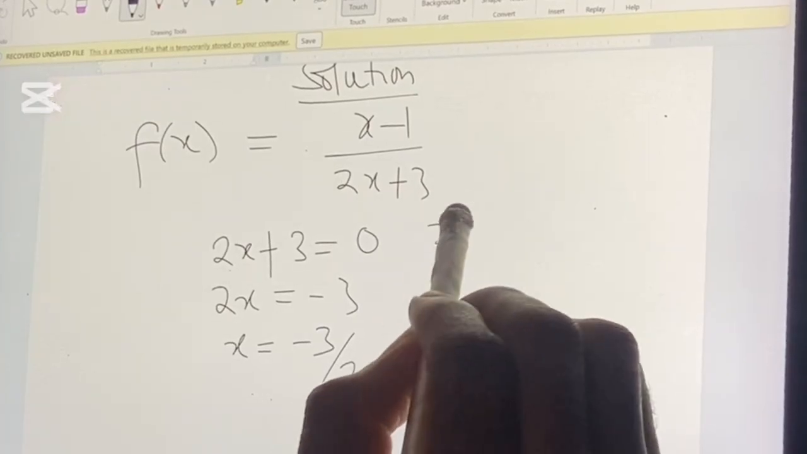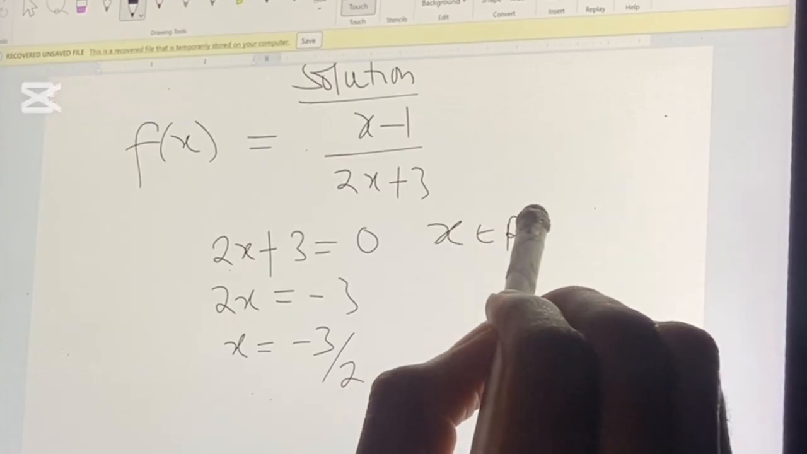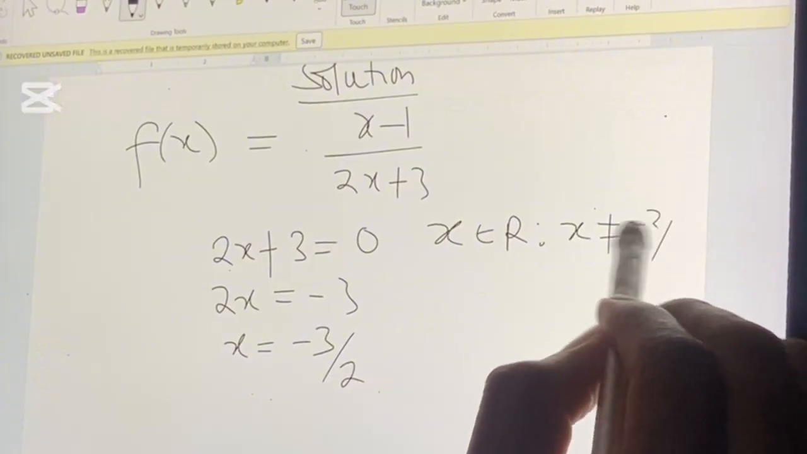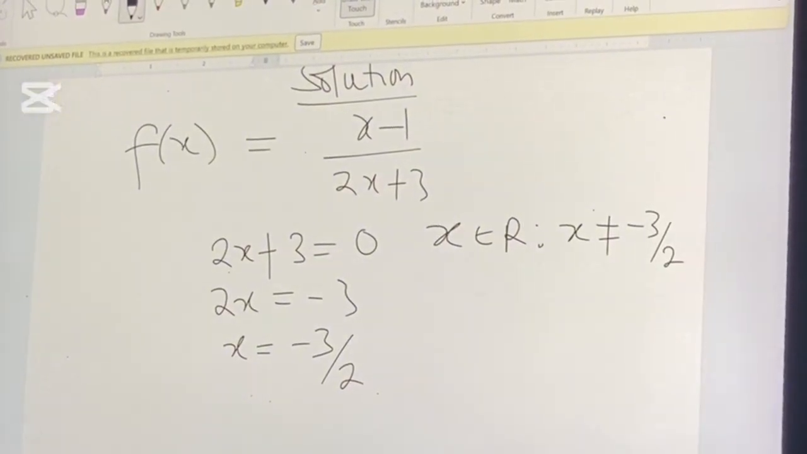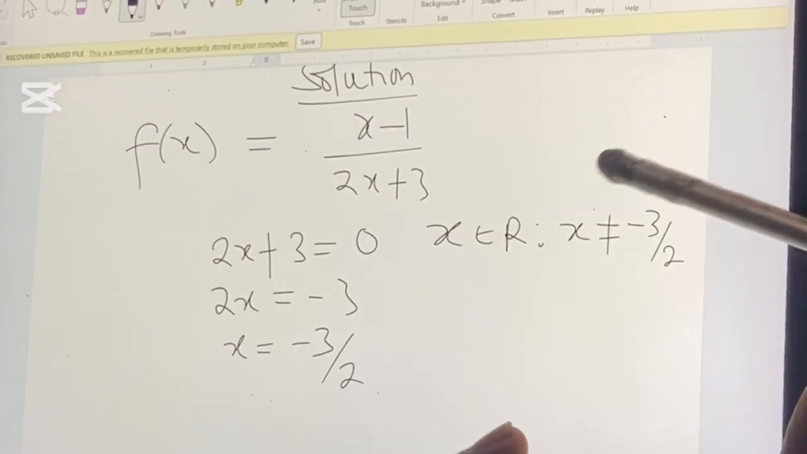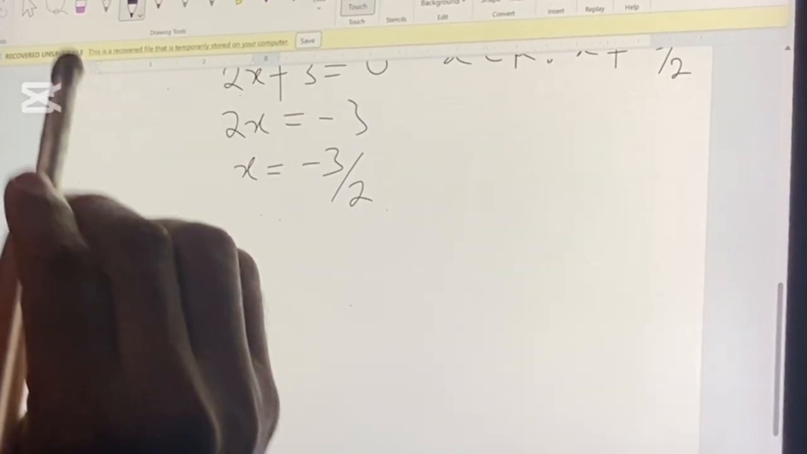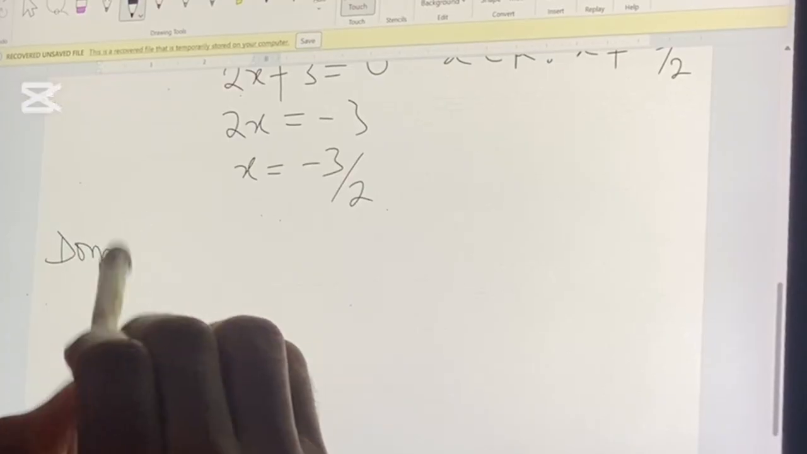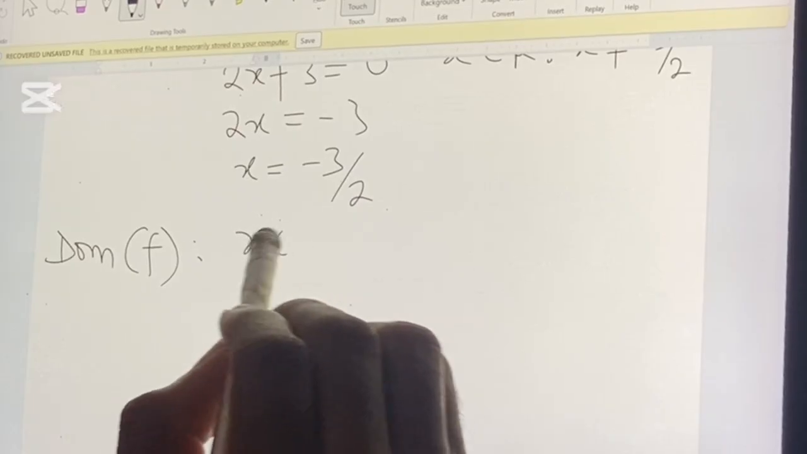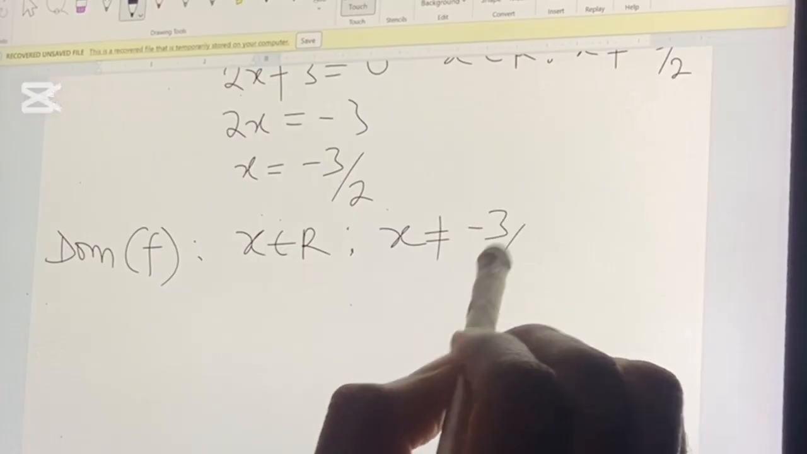It means that s is an element of all real numbers such that s is not equal to minus 3 over 2. That is the meaning here. s is an element of all real numbers, right? But not minus 3 over 2. So to represent the domain, which is the value of s here, the domain of this function is s is an element of all real numbers such that s is not equal to minus 3 over 2.